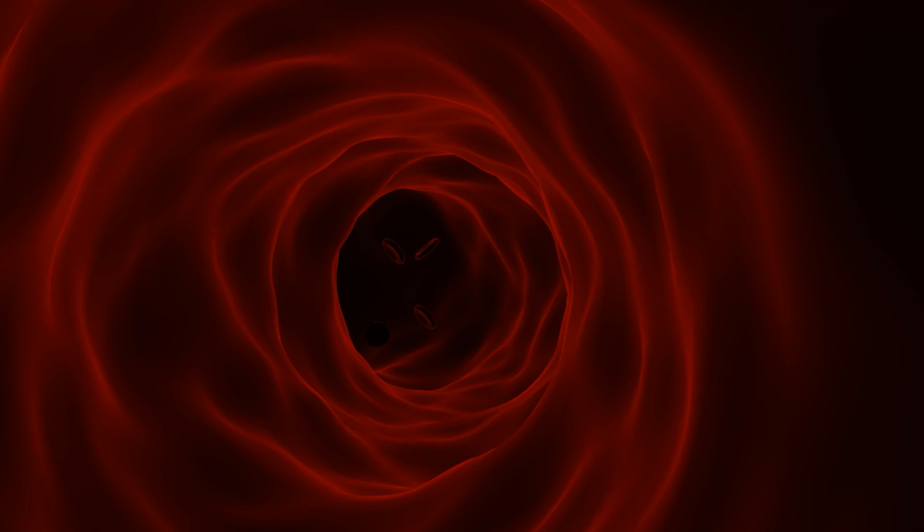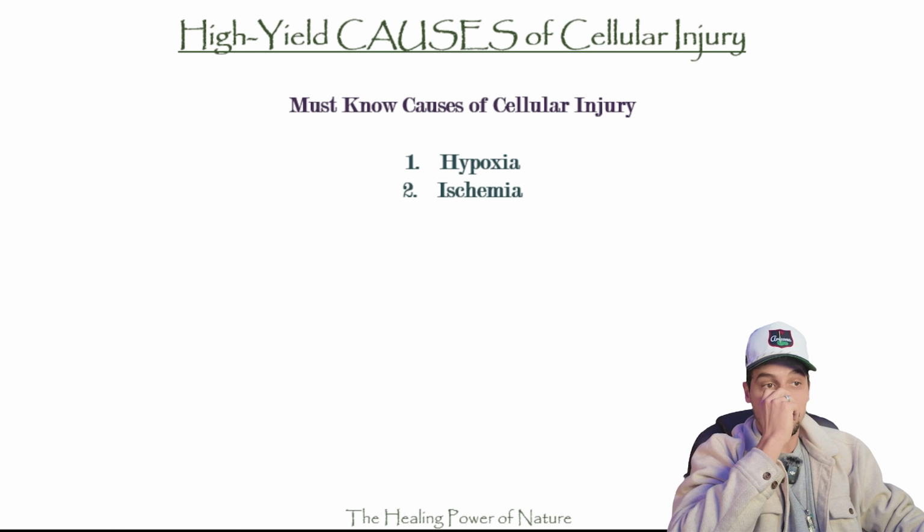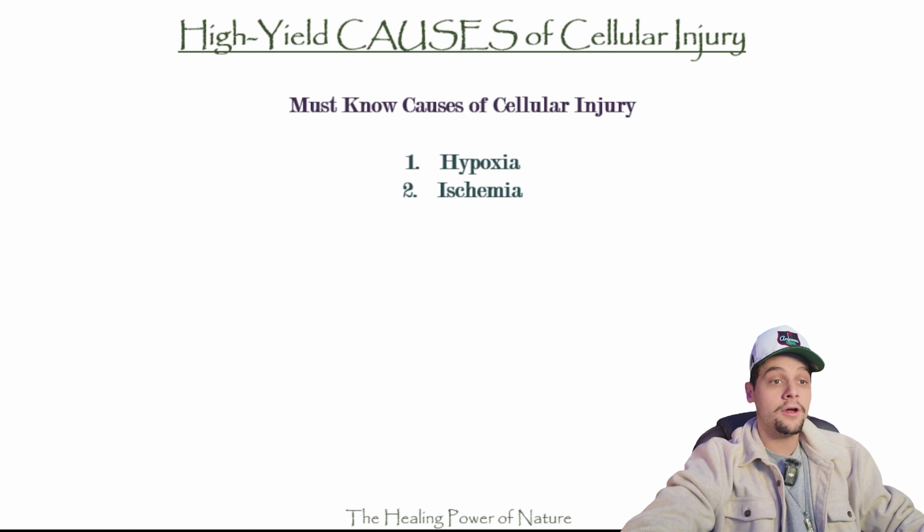Ischemia is like a traffic jam. Nutrients and oxygen can't reach their destination. Ischemia is a severe form of hypoxia that causes both oxygen and nutrient depletion, which leads to rapid and irreversible injury. Inflammation or immune-mediated injury.